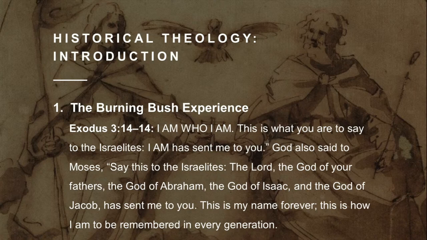And God replied to Moses, "I am who I am. This is what you are to say to the Israelites: 'I am has sent me to you.'" God also said to Moses, "Say this to the Israelites, 'The Lord, the God of your fathers, the God of Abraham, the God of Isaac, and the God of Jacob has sent me to you. This is my name forever. This is how I am to be remembered in every generation.'"